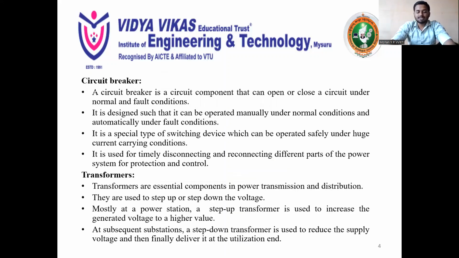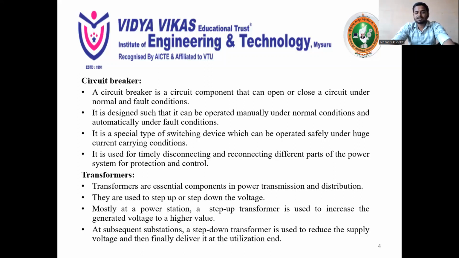Next is circuit breakers. A circuit breaker is a circuit component that can open or close a circuit under normal and fault conditions. It is designed such that it can be operated manually under normal conditions and automatically under fault conditions. It is a special type of switching device which can be operated safely under huge current carrying conditions. It is used for timely disconnecting and reconnecting different parts of the power system for protection and control.